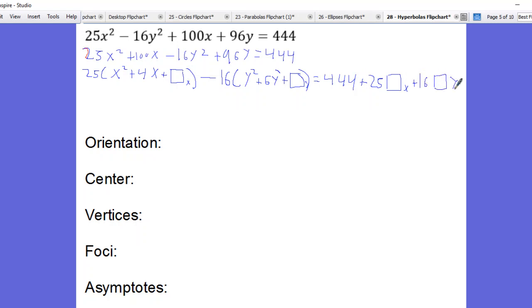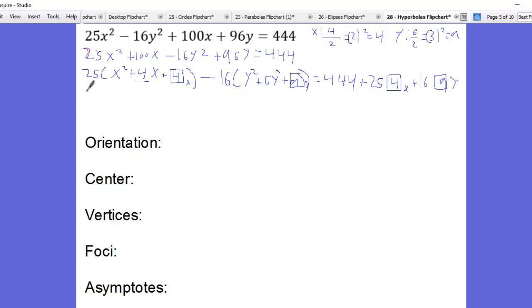So let's complete the square. For this x term, we take that coefficient 4, we divide 4 by 2, that's 2, and then we square 2, and that's 4. So our complete square term here is 4. For our y term, we take our coefficient here, which is 6. 6 divided by 2 is 3. And then 3 squared is 9. So our complete square term here is 9.